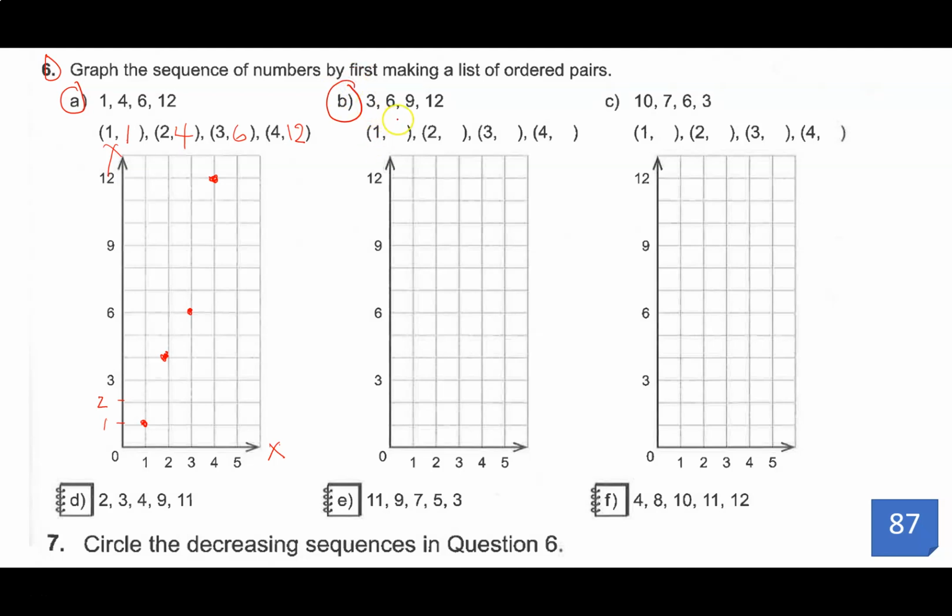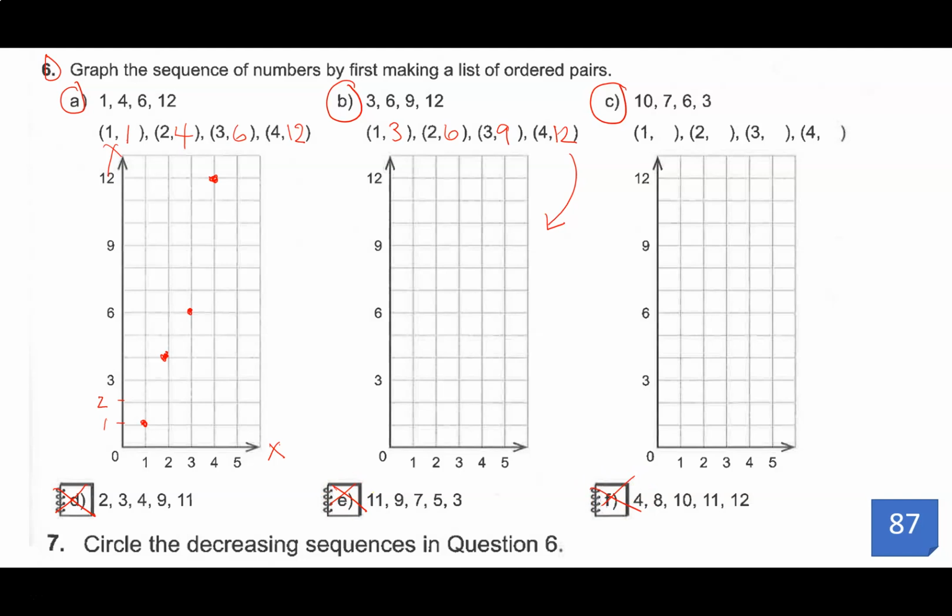So our first number is 3, our second digit is 6, third digit is 9, and our fourth digit is 12. Please graph these ordered pairs on the coordinate grid. Then try C by yourself. You may cross out the notebook questions.